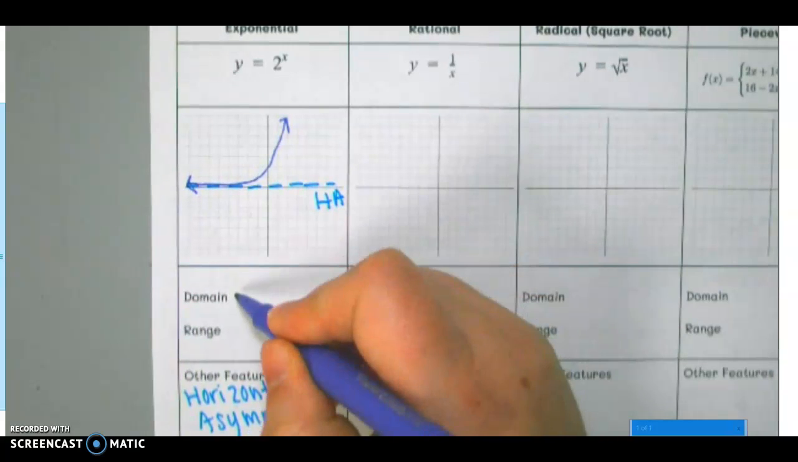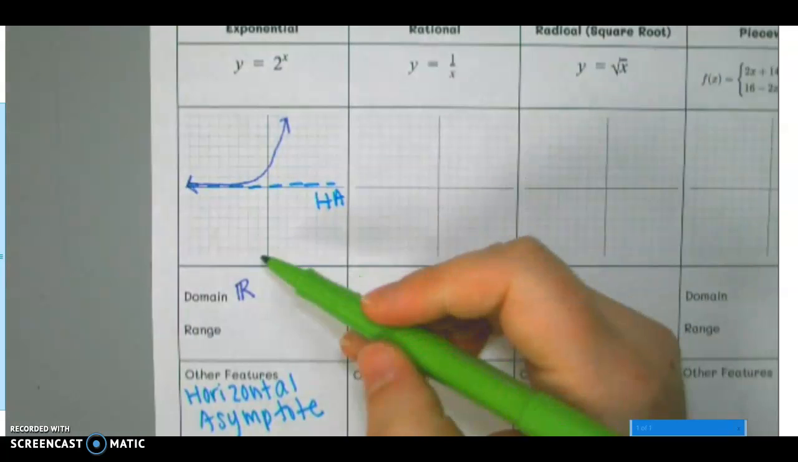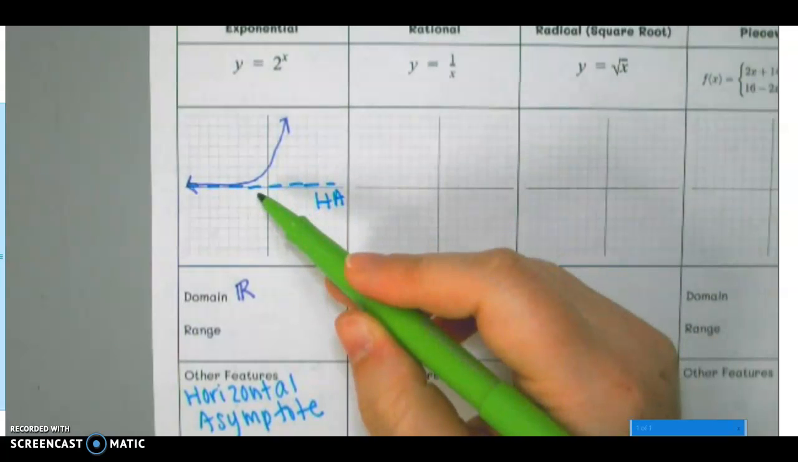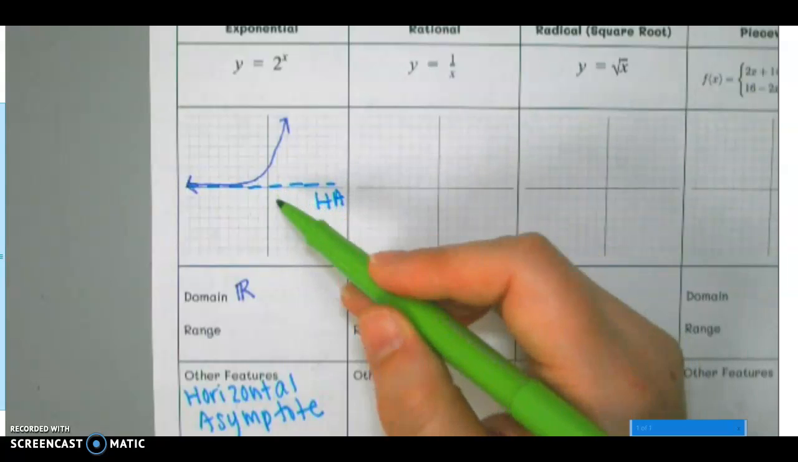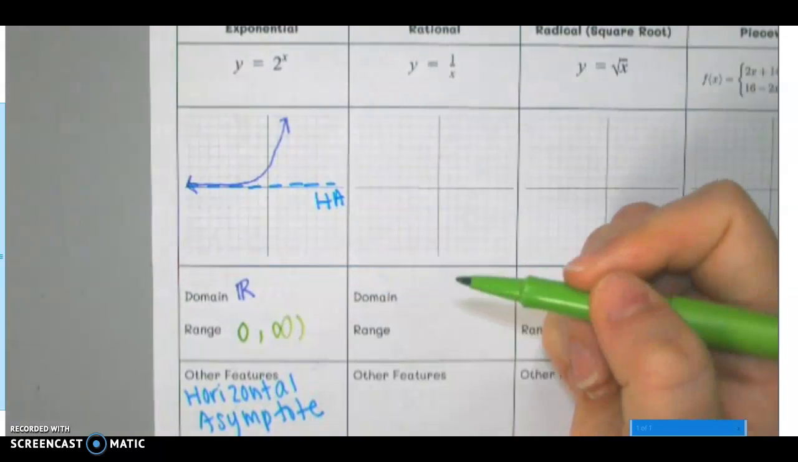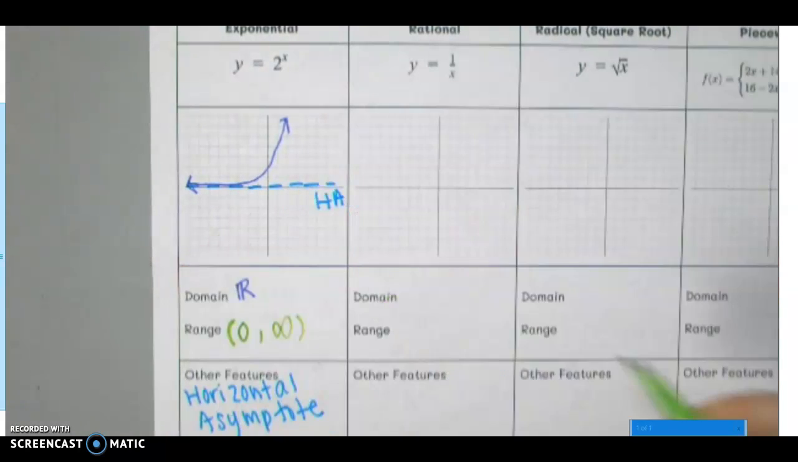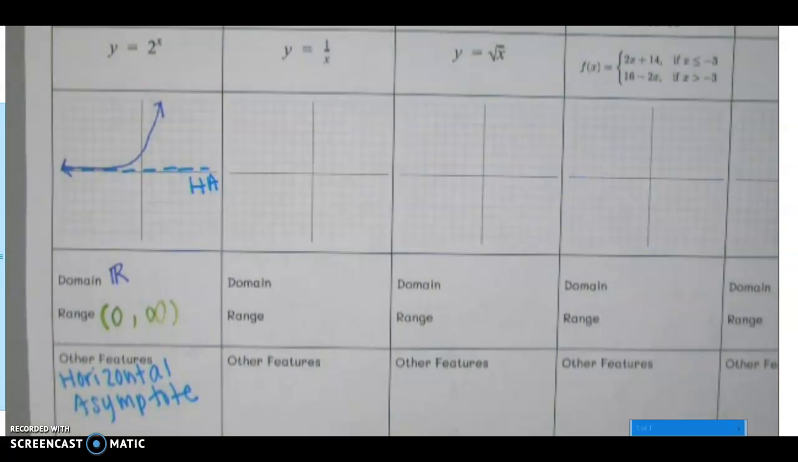All right, domain, all real numbers, arrow to the left, arrow to the right. The range is going to be a little bit different because the horizontal asymptote is restricting this. So whatever that y value is along that line, in this case it's 0. And I do have an arrow pointing up for infinity. But this 0 is actually going to get a parenthesis because that horizontal asymptote doesn't actually have any points that are on the function. So that function is approaching the horizontal asymptote, but it's never going to actually come in contact with the horizontal asymptote.